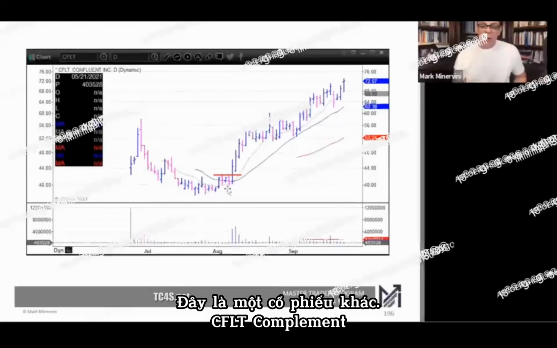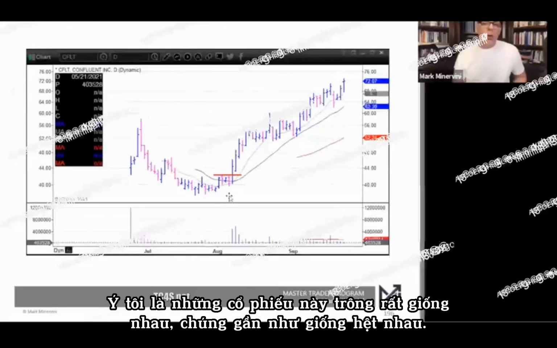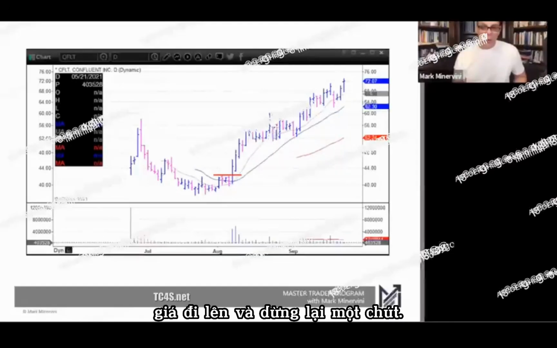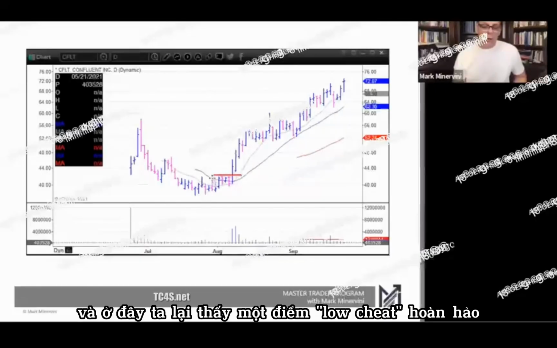Here's another one, CFLT, Confluent. These look so similar, they're almost identical. And again, you did get a little handle phase here, if you will, and you came out and stalled out a bit. But again, a perfect low cheat.